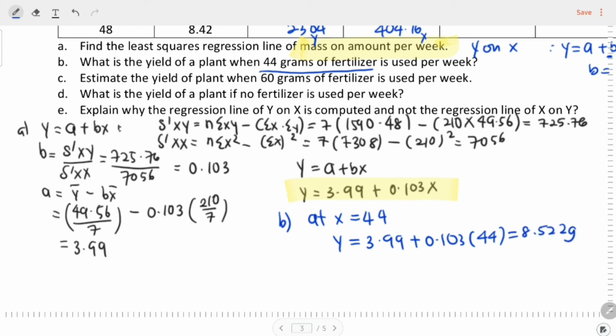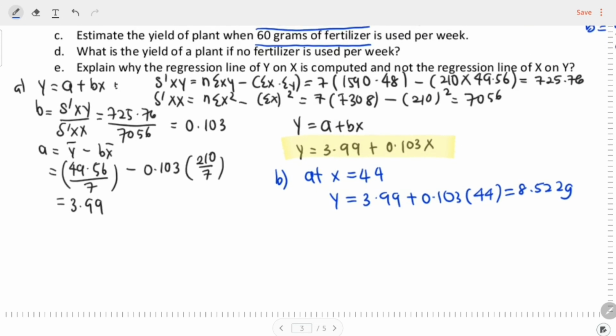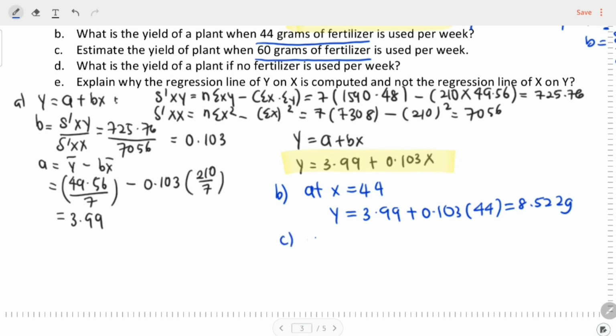you will get 8.522 grams. Next, estimate the yield of plant when 60 grams of fertilizer is used per week. That means now it is at x equals 60.